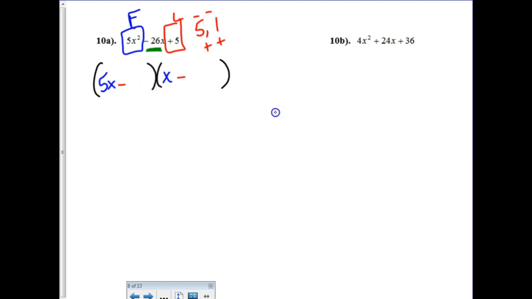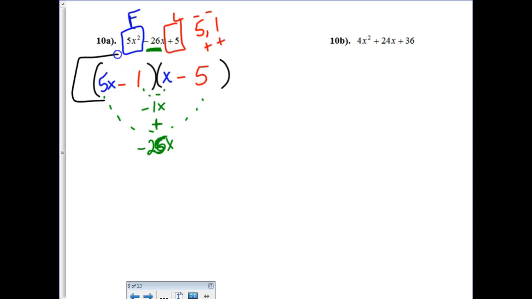Now where you place the 5 and where you place the 1 is going to make a difference. And if I put the 5 here, I'm going to get 5 and 5 on my arches, which is not going to give me 26. So let's try putting the 5 here and the 1 here. Let's check. This outside arch is negative 25x. This inside arch here is negative 1x. And when you add those together, you get negative 26x, which is what they wanted.